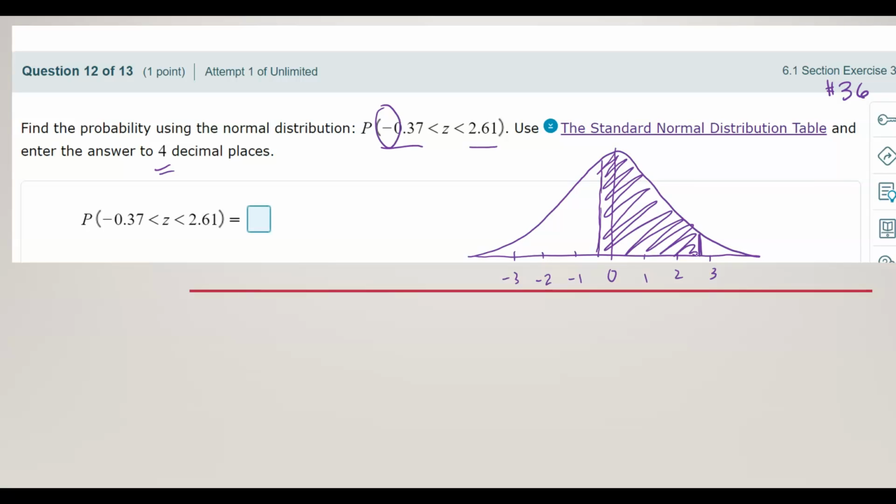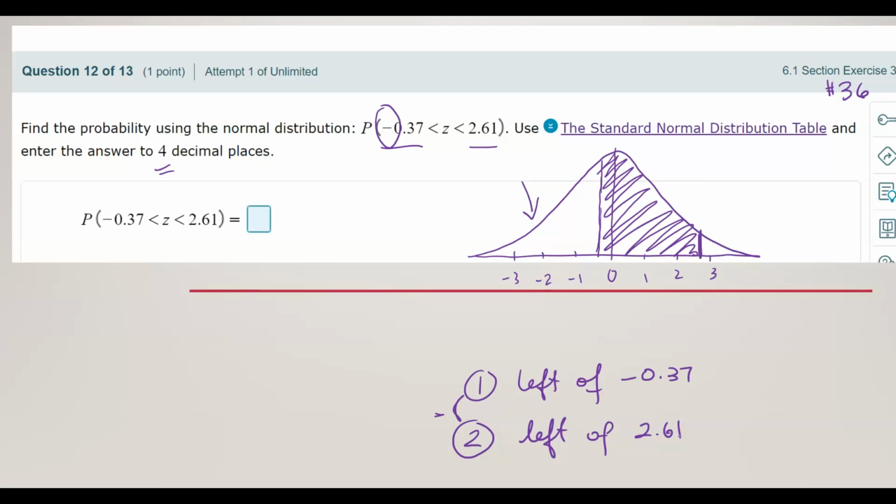How do we go about finding this? Well, our table gives us the left side only. So step 1, I am going to find the left side of negative 0.37. Step 2, I am going to find the left side of 2.61. And then I'm going to subtract those two: left of negative 0.37, left of positive 2.61, and then subtract them.